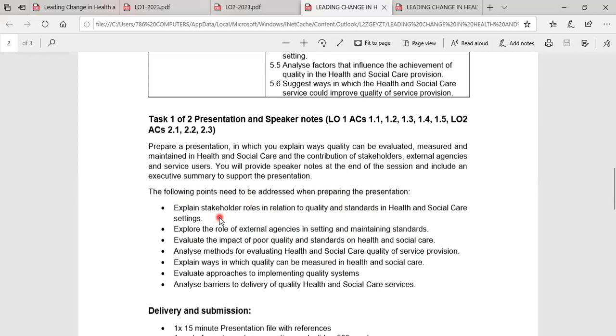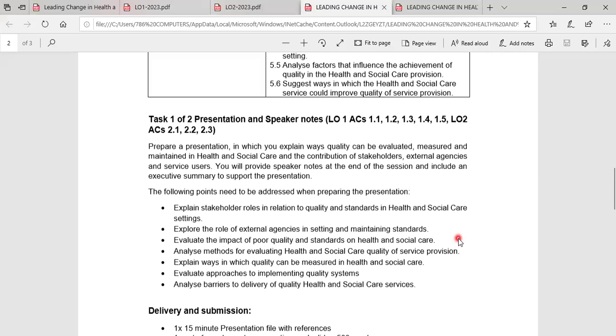These are some things that, if you analyze them, would give a good understanding of how stakeholders' roles have evolved, and how they perceive quality and standards. Quality and standards are measured in different ways. For instance, an organization has standard measures of assessing change or quality. But stakeholders such as patients, or people associated with them, don't have measured standards. They just have comparisons mostly. So how do these comparisons impact the change that you want to bring about in health and social care? You'll also explore the role of external agencies in the setting, how they maintain standards, and evaluate the impact of poor quality and standards on health and social care.